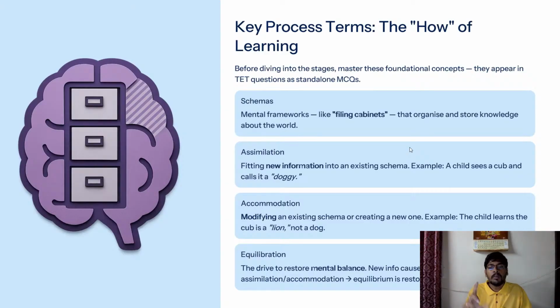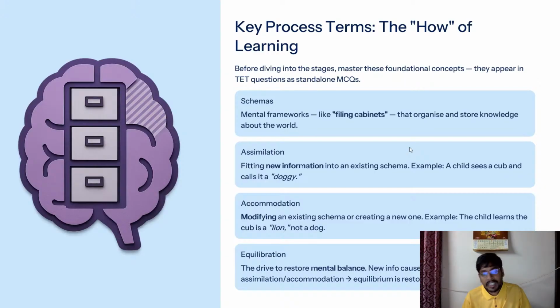And accommodation: modifying an existing schema or creating a new one. The child learns the cub is a lion, not a dog. In the accommodation process, the child understands that there is a modification to his knowledge. Instead of saying the cub is a dog, he will say that the cub is a lion. In the assimilation process, the child doesn't know the difference between a dog and a cub, and in what context we use the word cub.